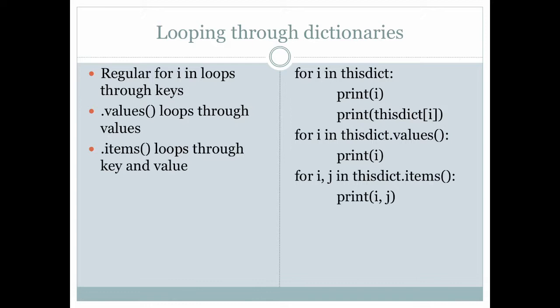And lastly, we can loop through dot items. And this is kind of important, right? As you can see here, we have for i comma j. So you can actually use multiple variables in a for loop. And in this case, i would be the key and j the value.